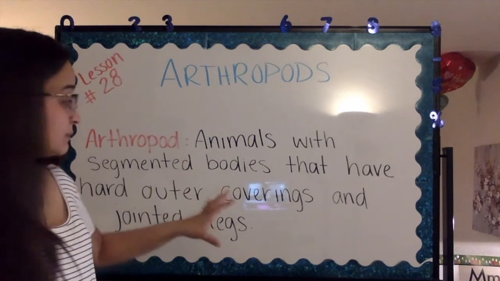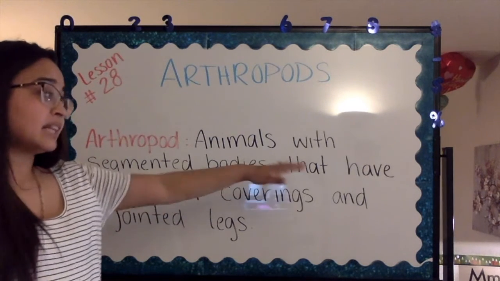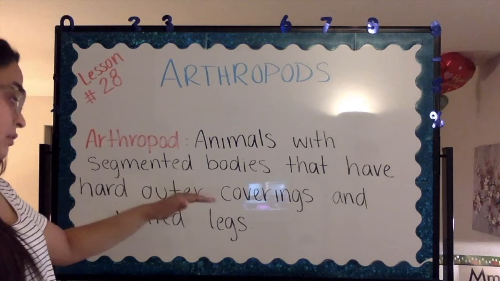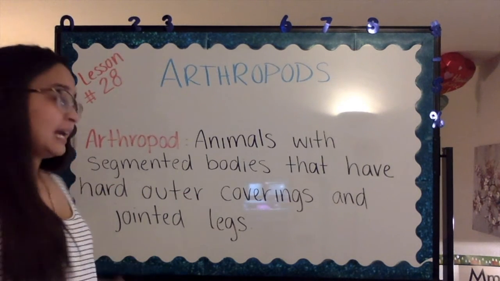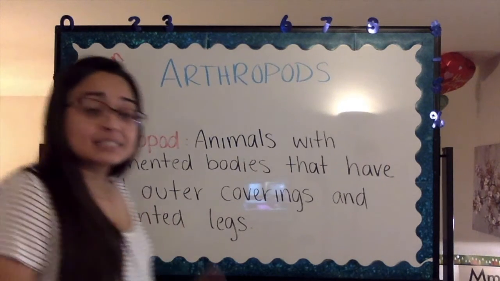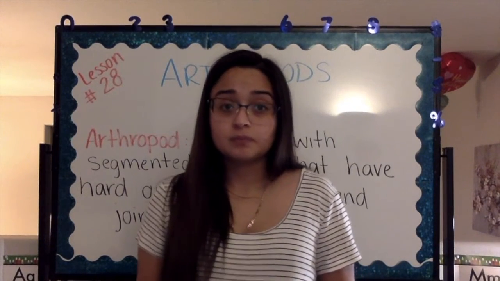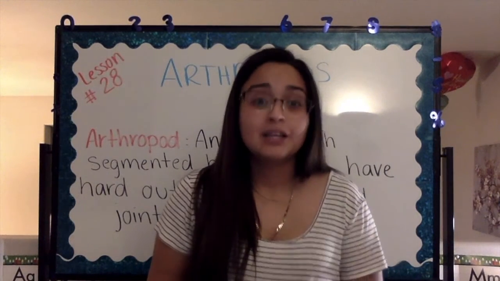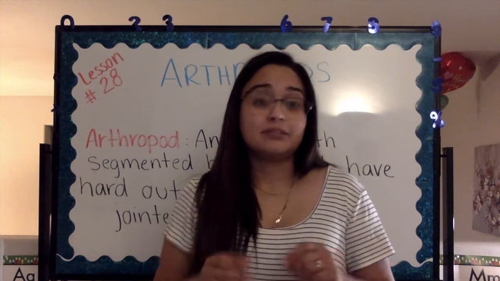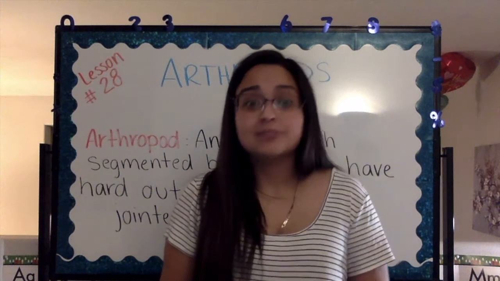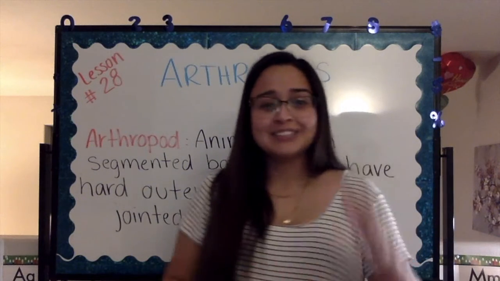Not only that, arthropods are animals with segmented bodies that have hard outer coverings and jointed legs. An example of an arthropod would be a lobster or a tick or a parasite of some sort. They're very tiny. A cockroach, for example. We might not like them, but they're still around.